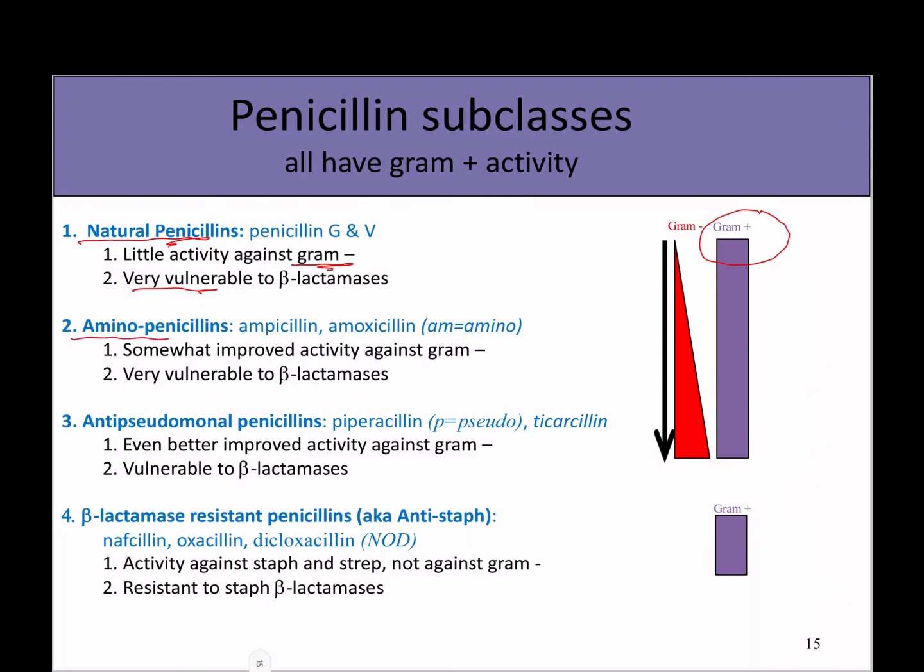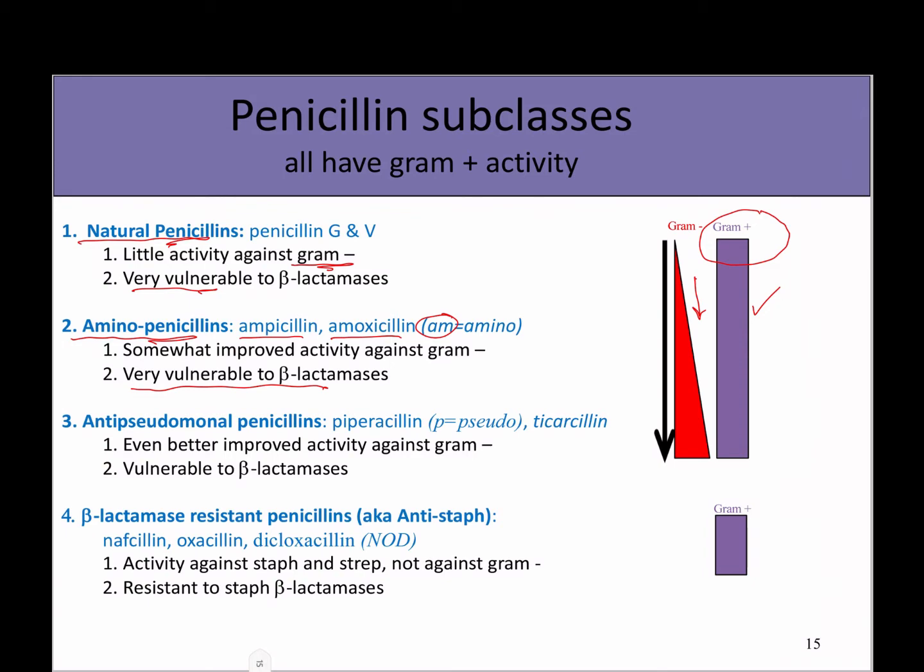We then went to aminopenicillins, and we include ampicillin and amoxicillin. You can remember AM for amino. These were somewhat improved against gram-negative, and they still had gram-positive activity, but again, still very vulnerable to beta-lactamases. So when you use those, you often see them with a beta-lactamase inhibitor.